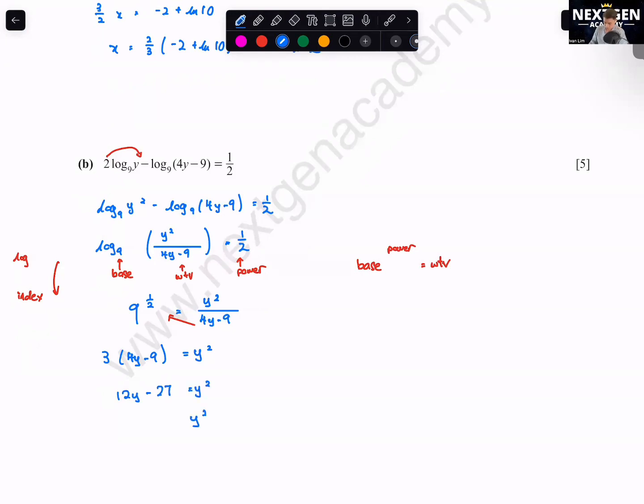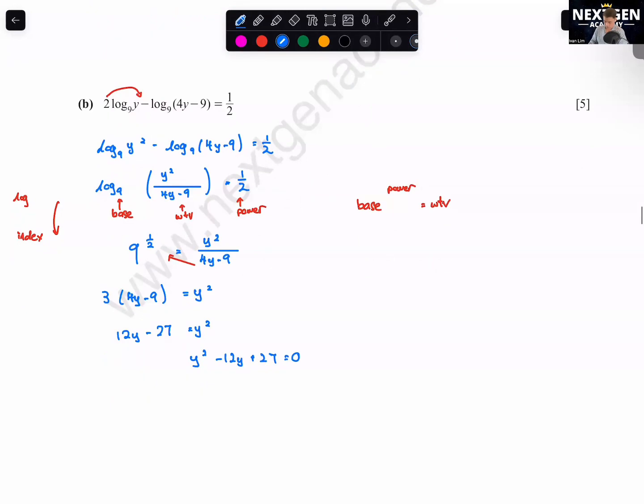Bring everything to the right-hand side: y squared minus 12y plus 27 equals 0. I'll explain to you what the 132 is. Okay, (y minus 3)(y minus 9) equals 0. y equals 3, y equals 9.